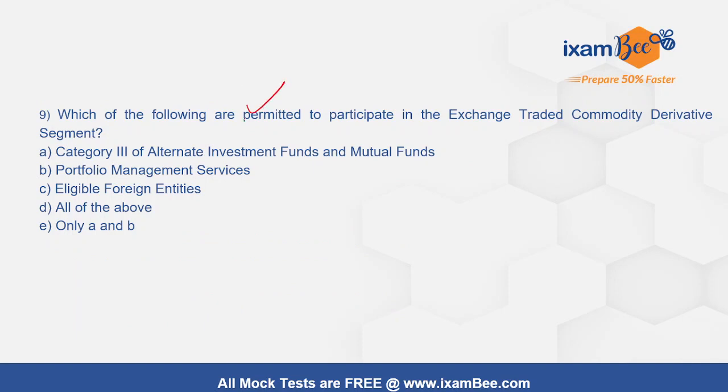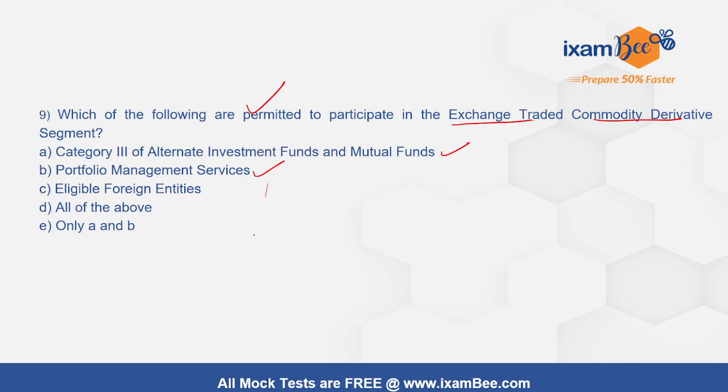Which of the following are permitted to participate in the exchange traded commodity derivative segment? This is also one of the recent circulars that SEBI had come up with in order to decide who can participate in the exchange traded commodity derivative segment. Category 3 of alternate investment funds and mutual funds, portfolio management services, eligible foreign entities, all of the above, only A and B.